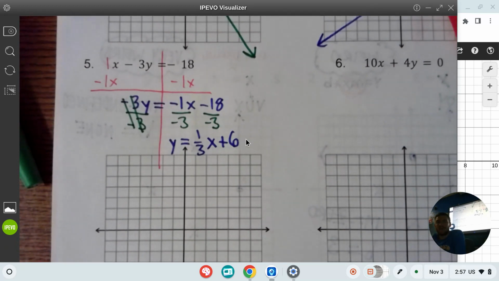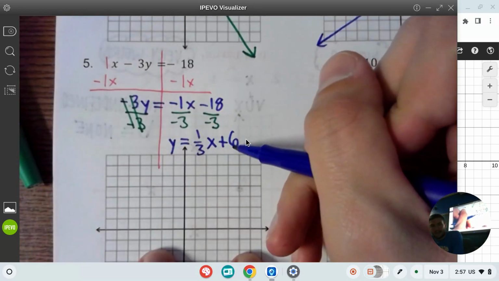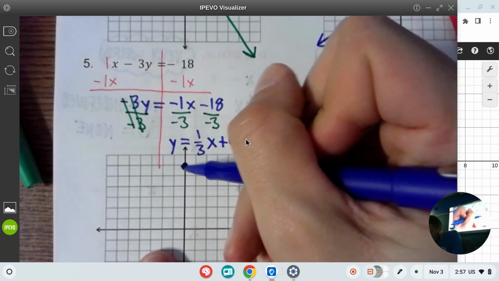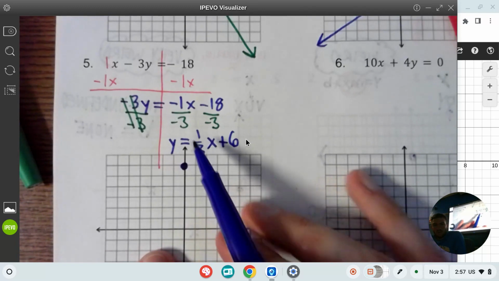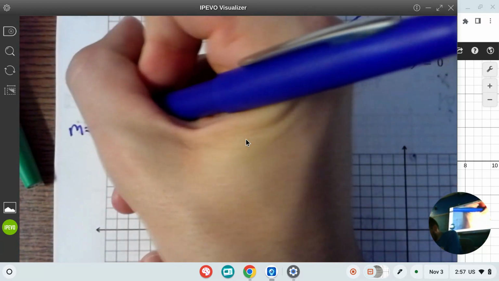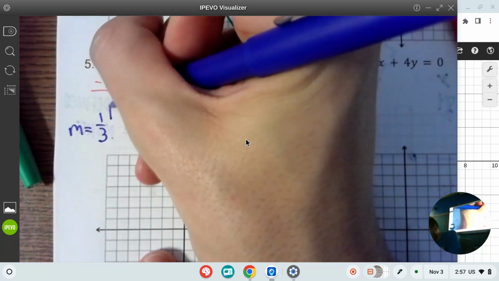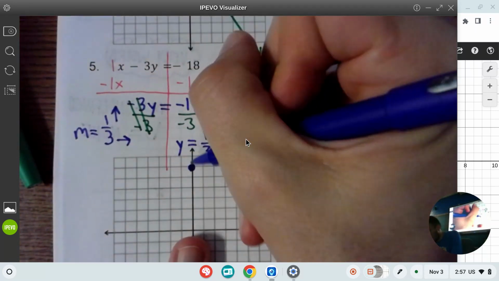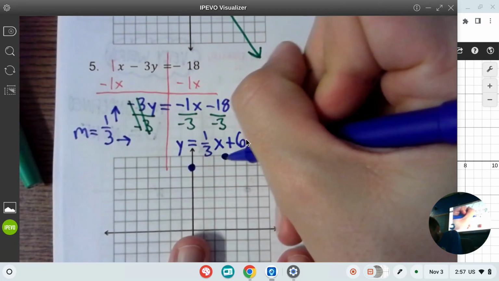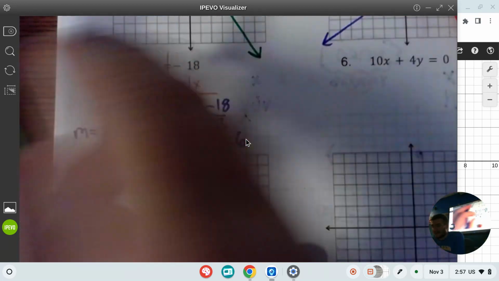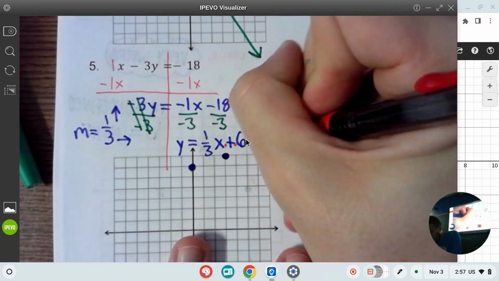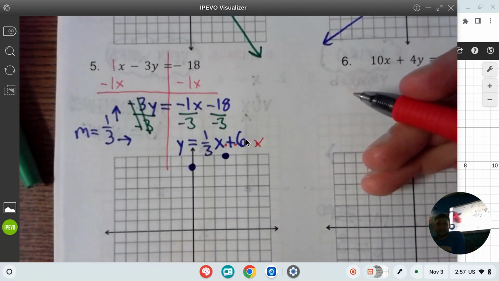Now 5 has one of the more difficult graphs of the bunch that we're doing here. We're going to want to start at positive 6. 1, 2, 3, 4, 5, 6. I have an m of 1/3. That's going to be up 1 and right 3. So I'm going to go up 1 and right 3. But the problem is, if I try to do that again, 1, 1, 2, 3, this point is off the graph. This point doesn't count.